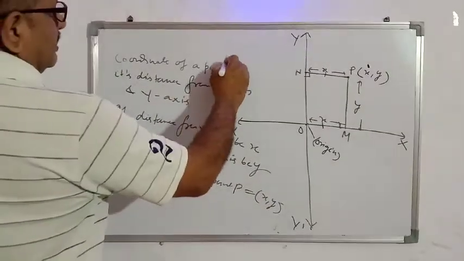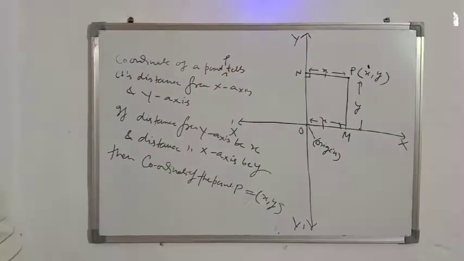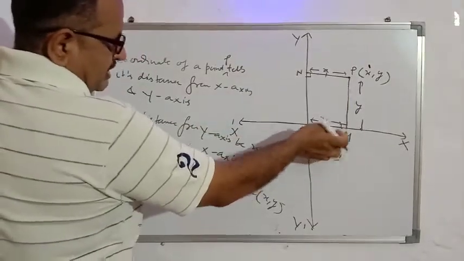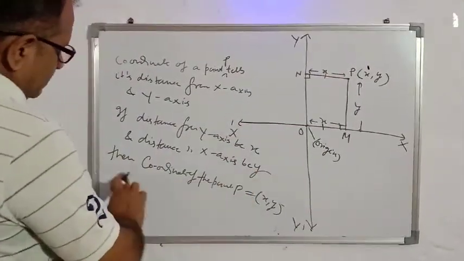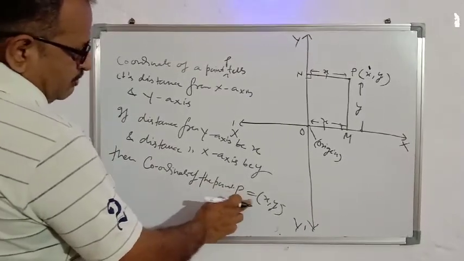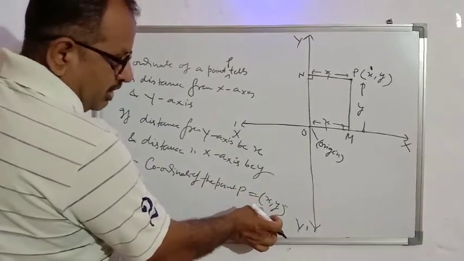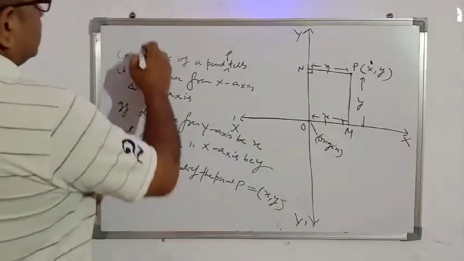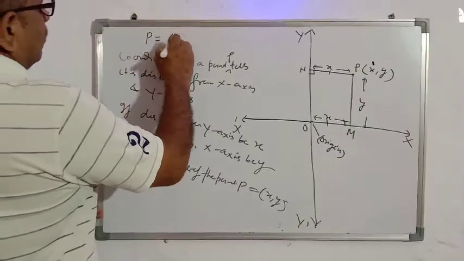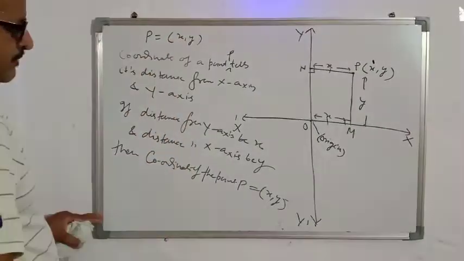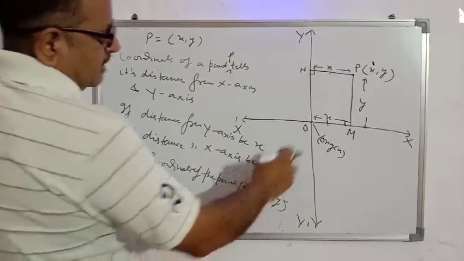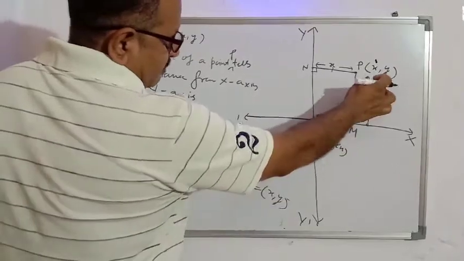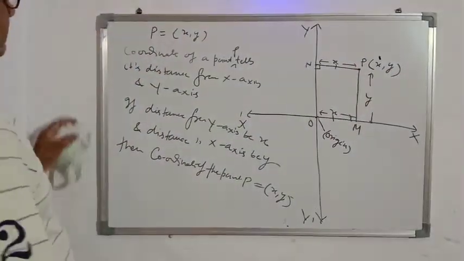Coordinate of a point P tells its distance from x-axis and y-axis. If distance from y-axis be x and distance from x-axis be y, then Cartesian coordinate of the point P can be written in the form of ordered pair x comma y. So point P coordinate is x, y. What is the first component x? First component tells the distance from y-axis and second component tells the distance from x-axis.